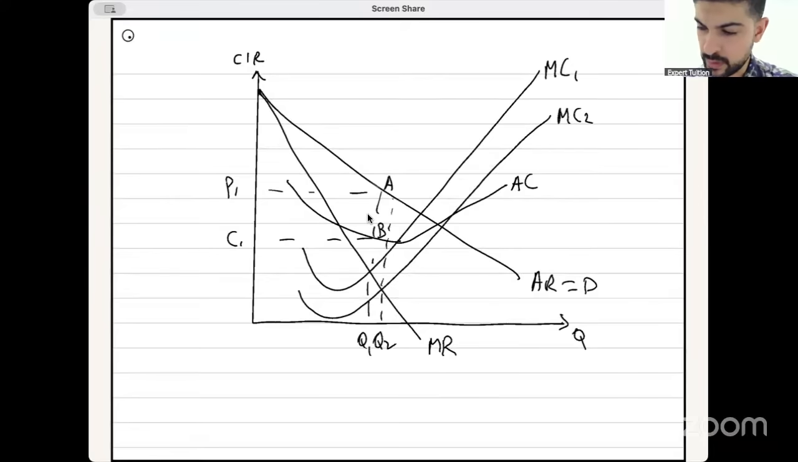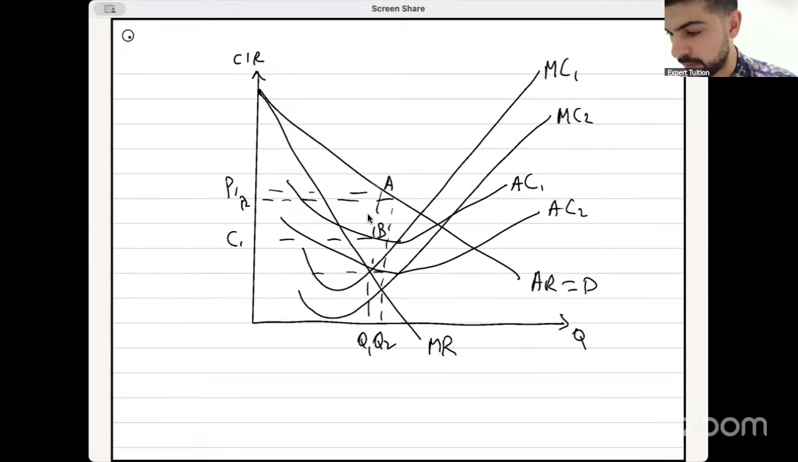Q2, P2, okay, and then there we go. As you guys can see, by the way, they are still charging a lower price, but now it's a lot better for them because they're actually generating more profit. Okay, that is already very nice.